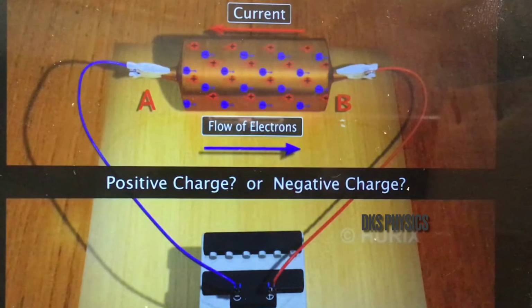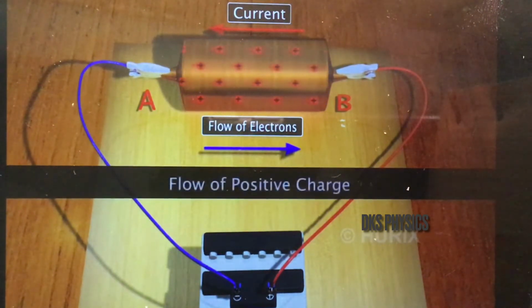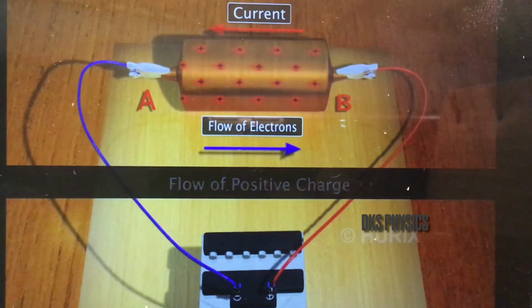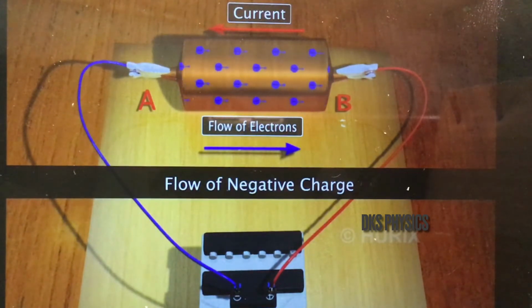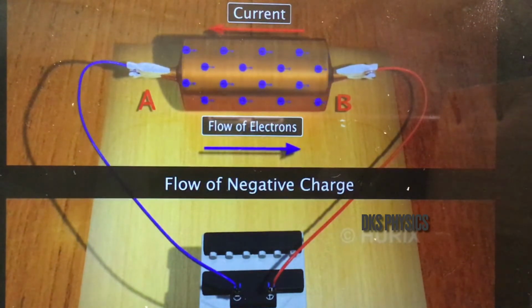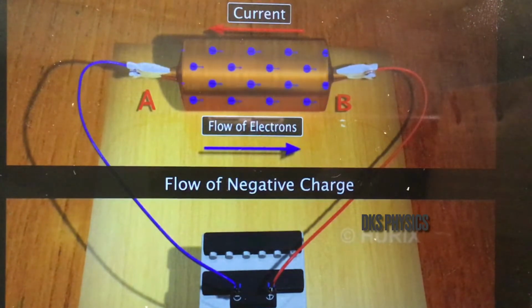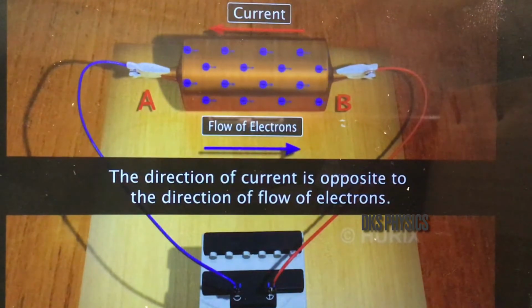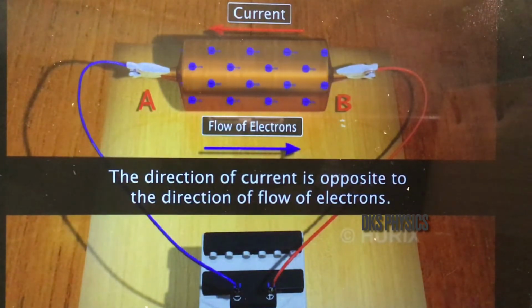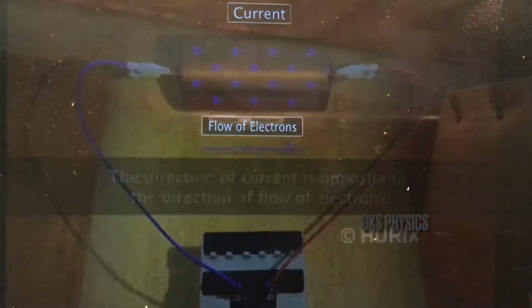We have been discussing the flow of charge. Does it represent the flow of positive charge or that of negative charge? In the beginning, electric current was defined as a flow of positive charge from the positive terminal of a battery to its negative terminal. Later, it was found out that current is the flow of negatively charged electrons from the negative terminal of a battery to its positive terminal. However, by convention, the direction of current is indicated as opposite to that of the flow of electrons.